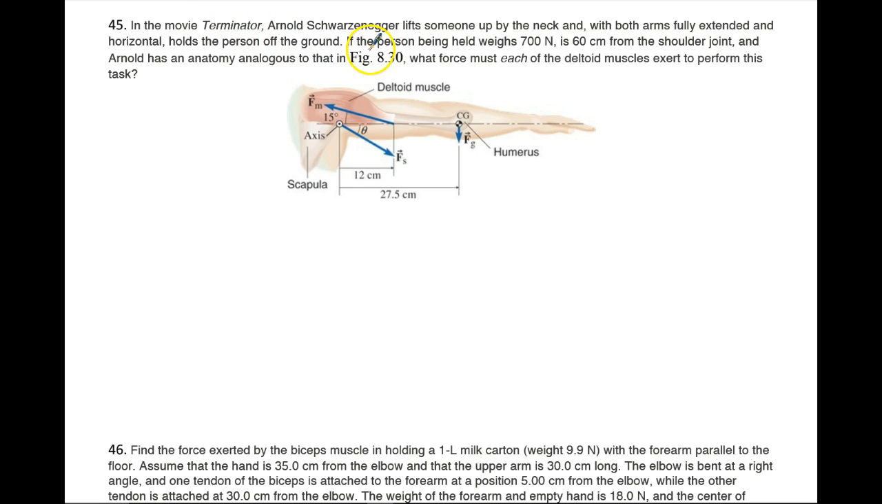We have Arnold Schwarzenegger lifting somebody up by the neck, and with both arms fully extended, he's holding that person off the ground. The person weighs 700 newtons, and we know from the shoulder joint all the way out to the very end where the person's being held is a distance of 60 centimeters. Because the person is being held by both arms, we want to know what is the force in each of the deltoid muscles, which means we need to divide this by 2.